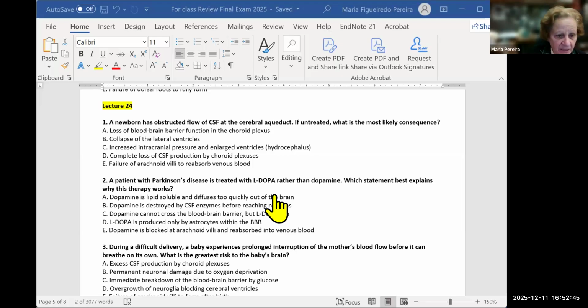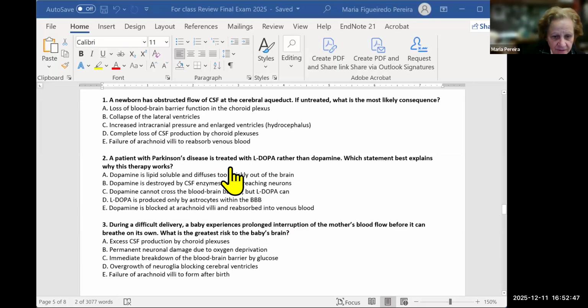Okay, a patient with Parkinson's disease. You know this very well if you saw the movie. Did anyone see the movie from the ones that are here? Anyone saw the movie? Yes? I hope you thought that it was interesting.